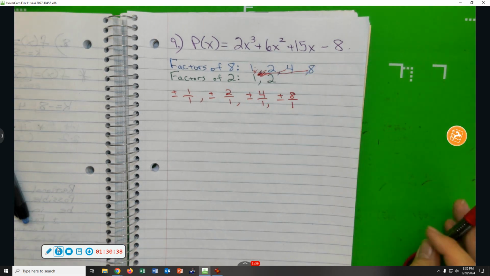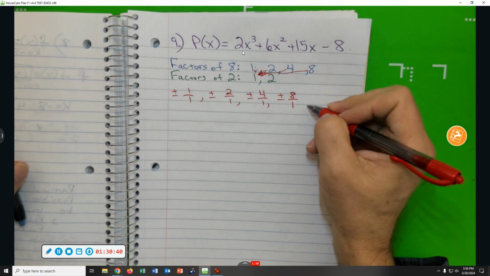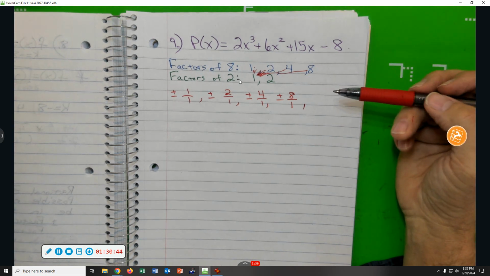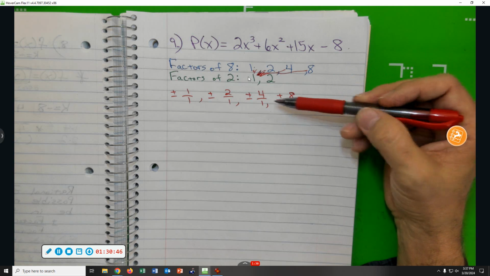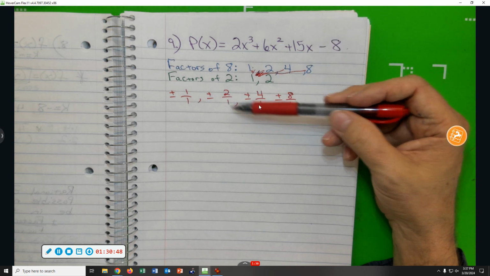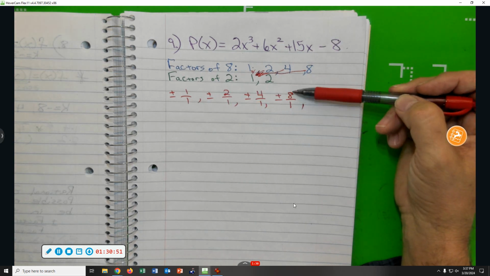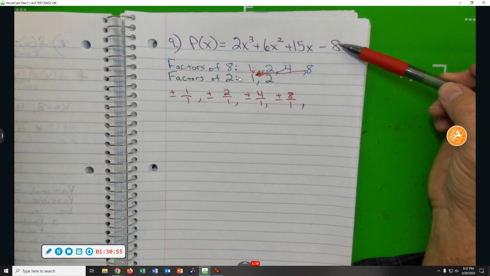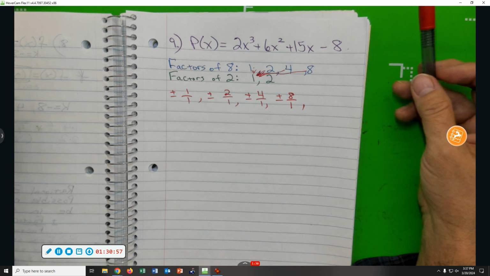And what he was trying to mention earlier is if you had reversed them and done factors of 2 first and then factors of 8, that'll give you 1/4, 1/8. They'll have that as one of the wrong answers on the multiple choice. Make sure you're doing the constant first. Constant goes first, and then the leading coefficient.